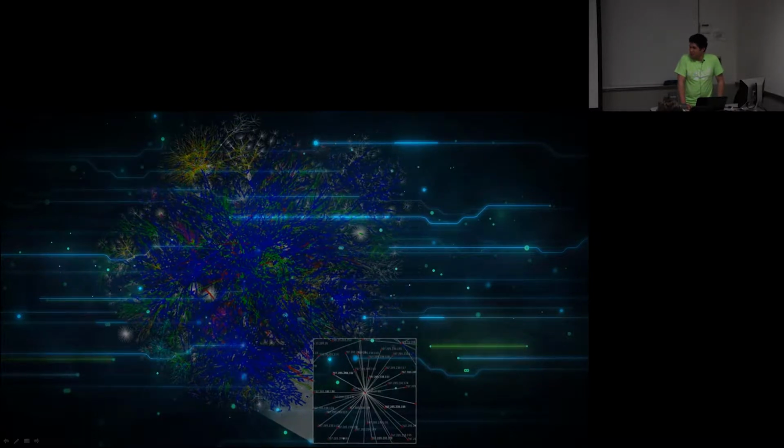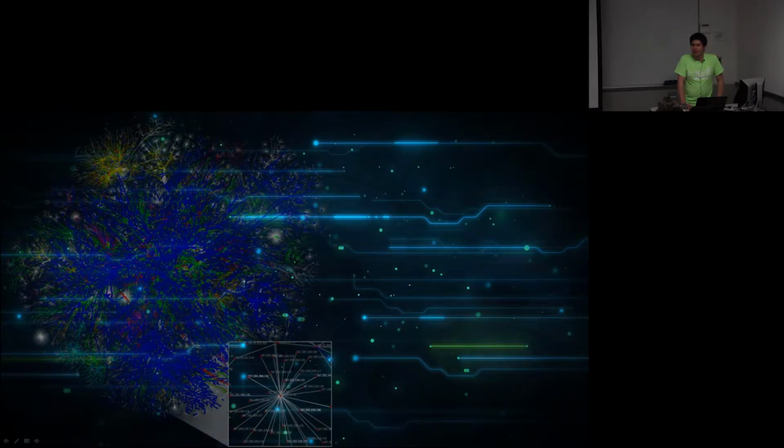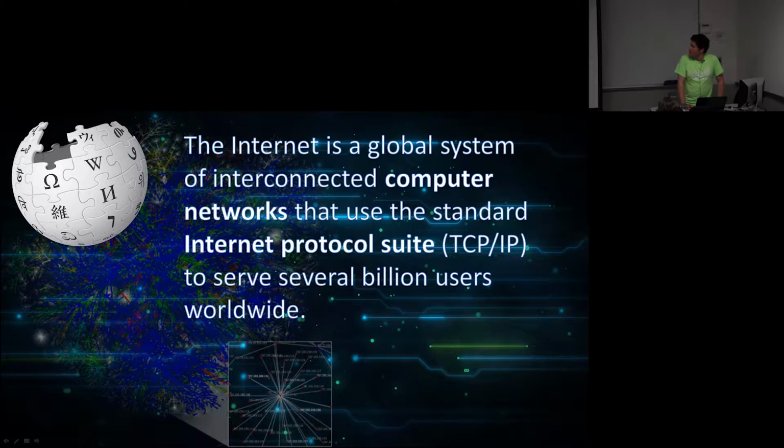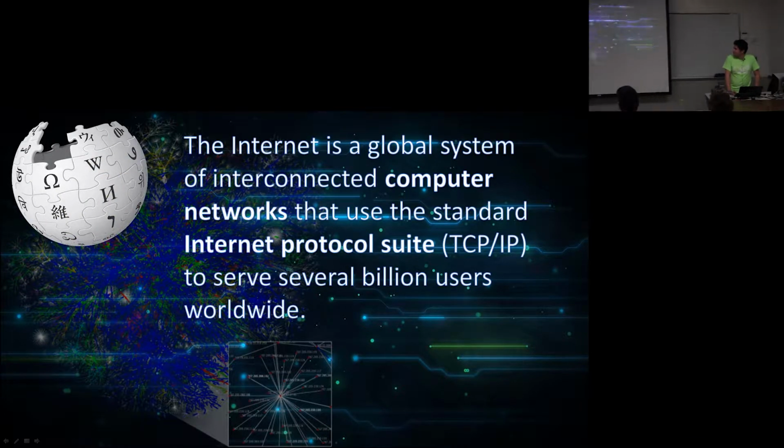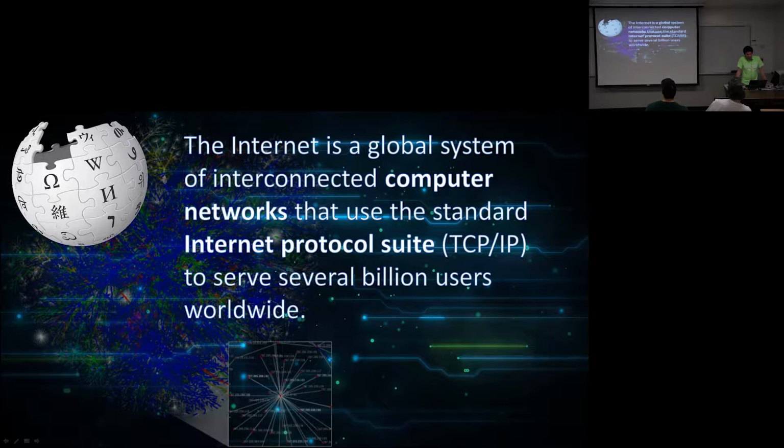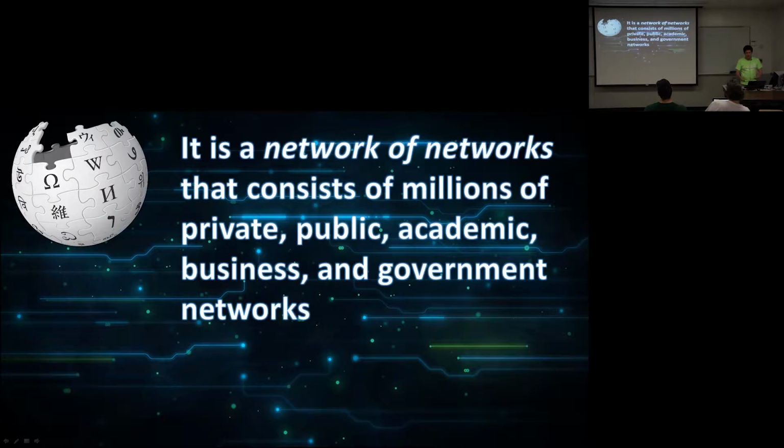So this is a photo of the internet. You can't tell because the resolution on the projector is so bad. But a very vital resource defines the internet as a global interconnected computer network that uses a standard protocol suite, and it serves billions of users using these networks. Furthermore, it says that it's a network of networks, that private, public, academic, and business all come together to build this computer network, this information hub that we use today.